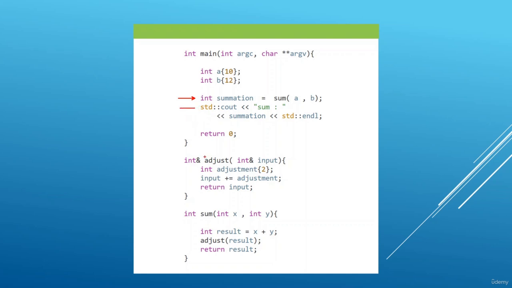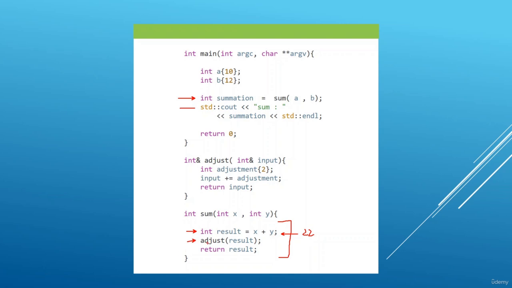What is basically going to happen is when we call the sum function here, its activation record is going to be put at the top of the stack. And now we're going to have the local variables in the sum function here active. We're going to compute our results here. We're going to add up x and y here, and we're going to get a 22. After that, we're going to call the adjust function here.